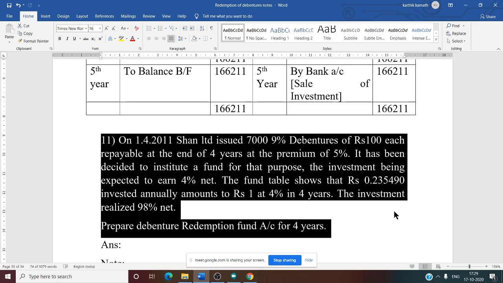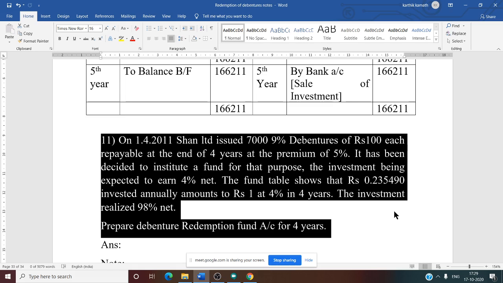Okay, so here one thing is very clear. Issued at par, redeemable at premium. Premium of 5% means on 7 lakh if you take 5%, you will get the premium amount. That means here again there is a loss. Why again there is a loss? Because the company is going to pay an extra amount to the debenture holder. That is why there is a loss.